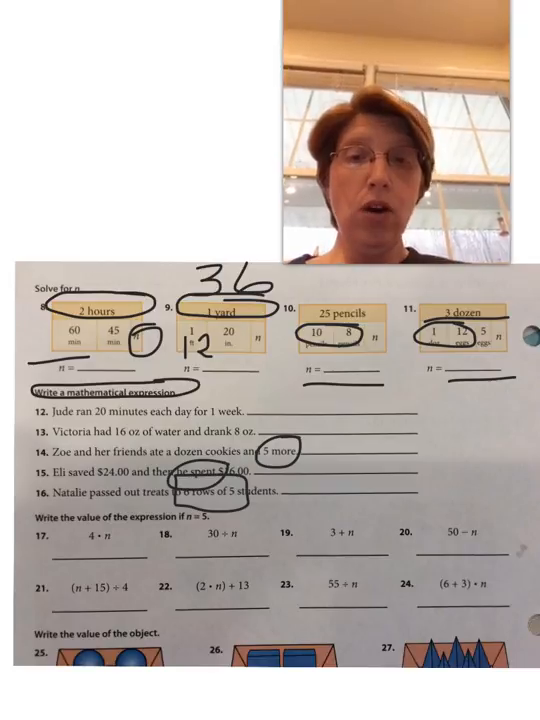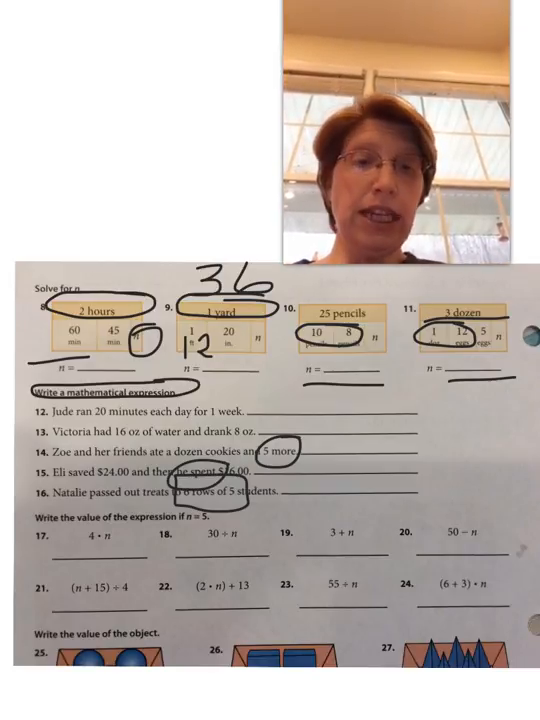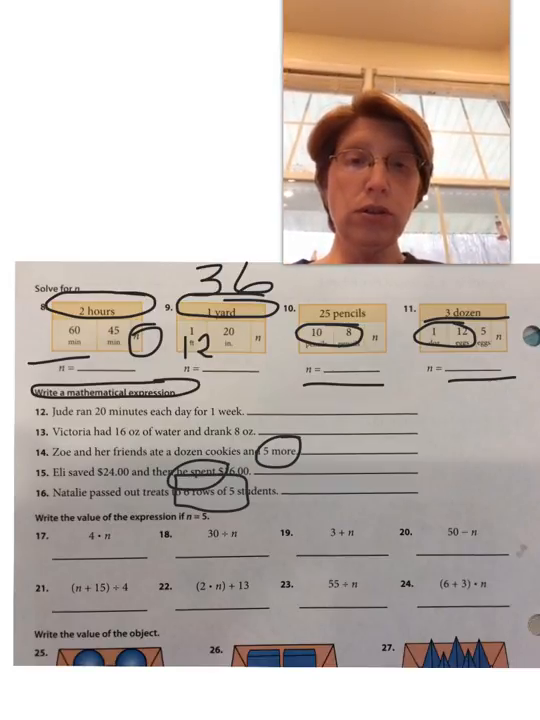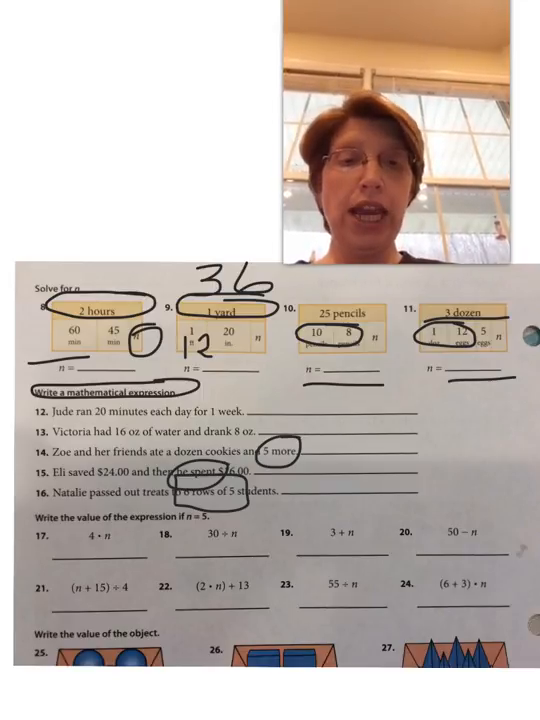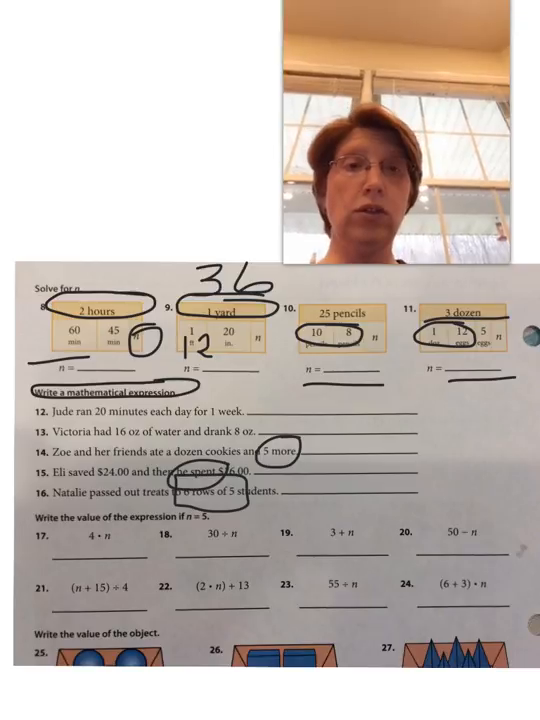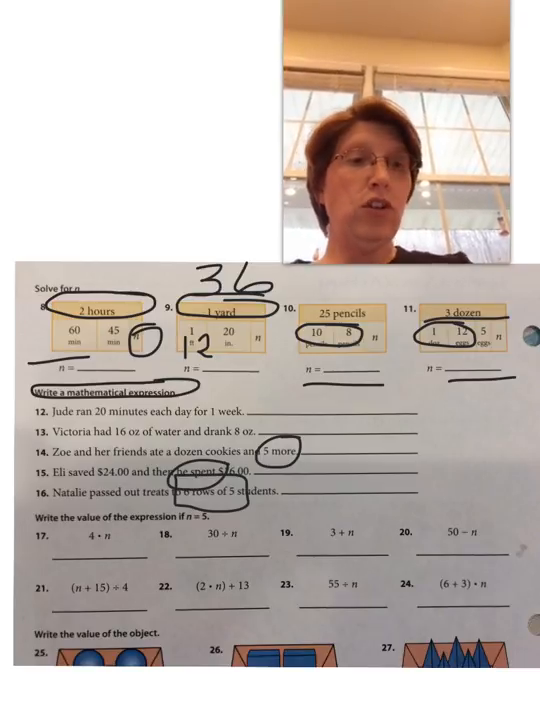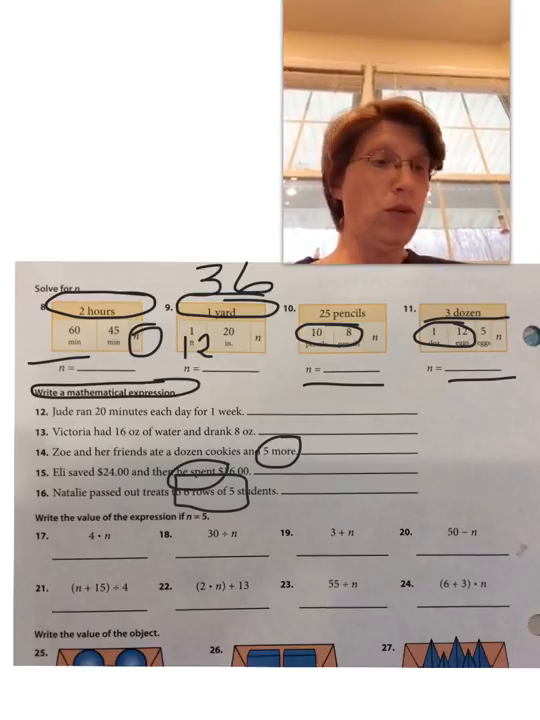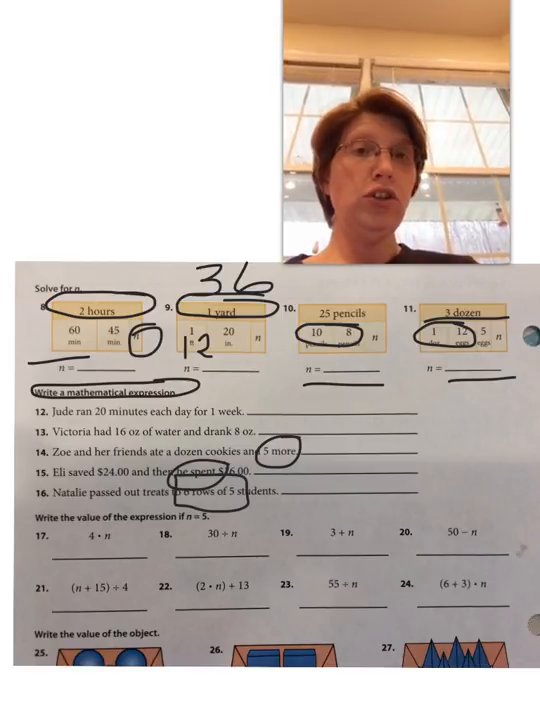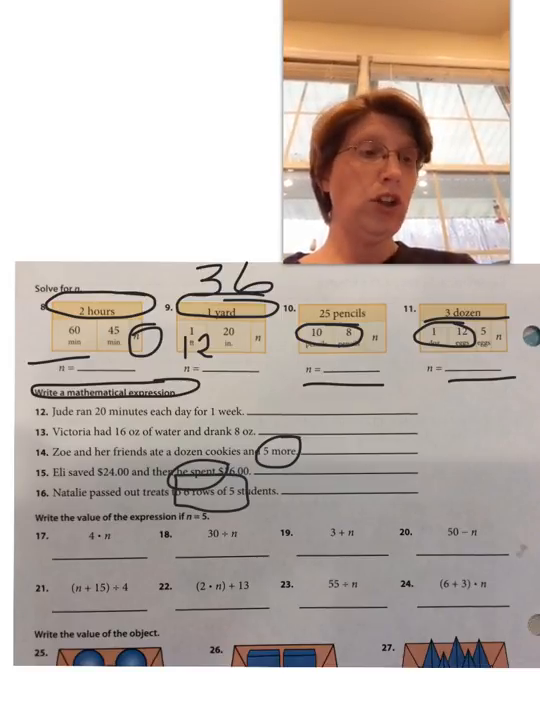Okay, now we've done the 17 through 24 before. We're going to put 5 in for every single one of those. And then if you look at the bottom part of your paper, the rest of that, you should be able to do that. That's all review also.